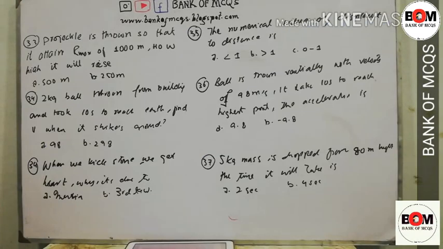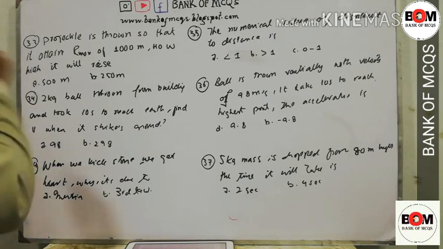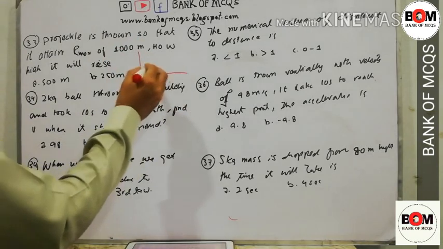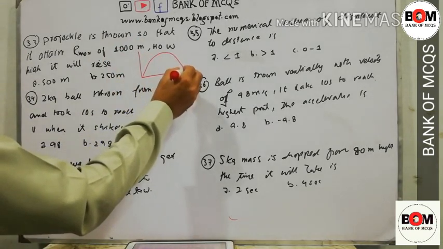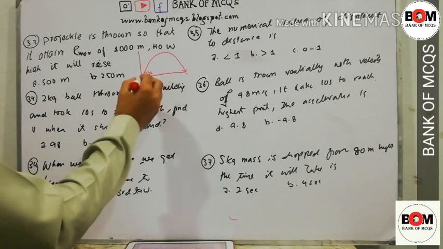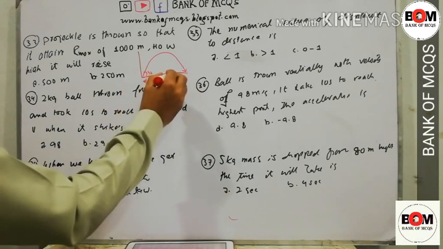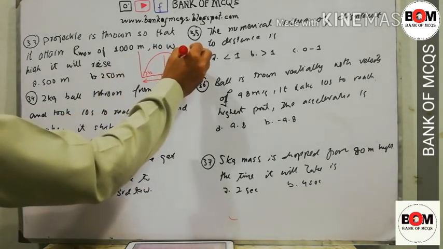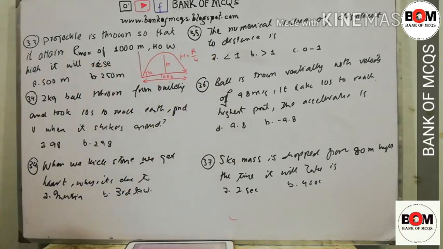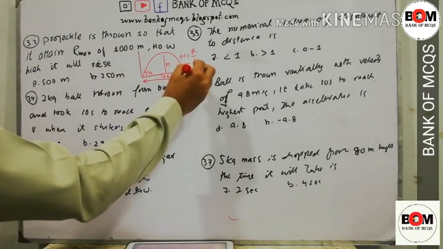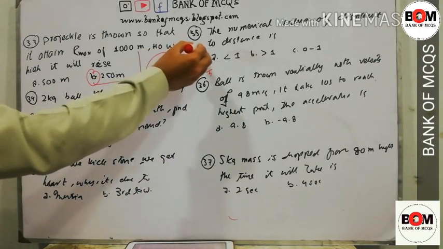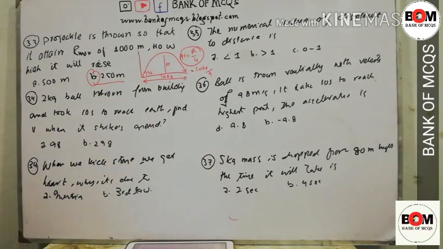MCQ number 33. A projectile is thrown so that it attains a maximum range of 1000 meter. How high will it rise? If this is the maximum range that is attained at 45 degree, and the maximum range is 1000, we have to ask for h. The relation between maximum height and range is range divided by 4. So here range is 1000, so 1000 divided by 4 is equal to 250. So option B is correct. This is the formula: H is equal to R divided by 4.